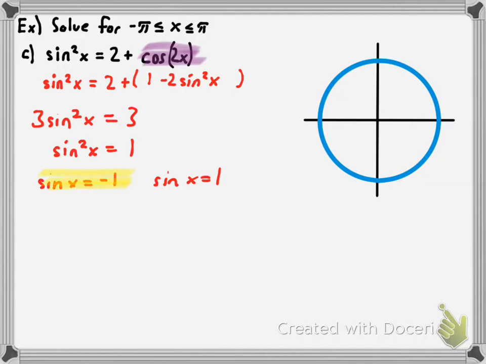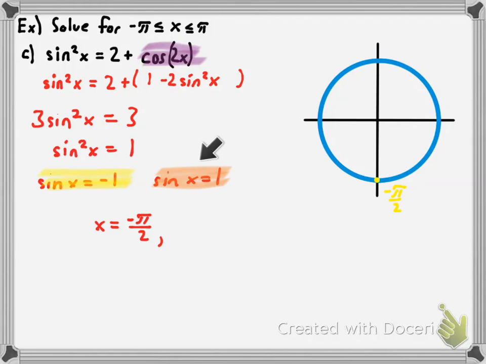The sine of x would equal negative 1. Only one spot on the unit circle, right there. And if we're talking about between negative pi and positive pi, well, between negative pi and 0, this would be negative pi over 2. And then we're not going to get back to that as we go from 0 to pi. So negative pi over 2 is the only solution on our indicated interval for this equation.